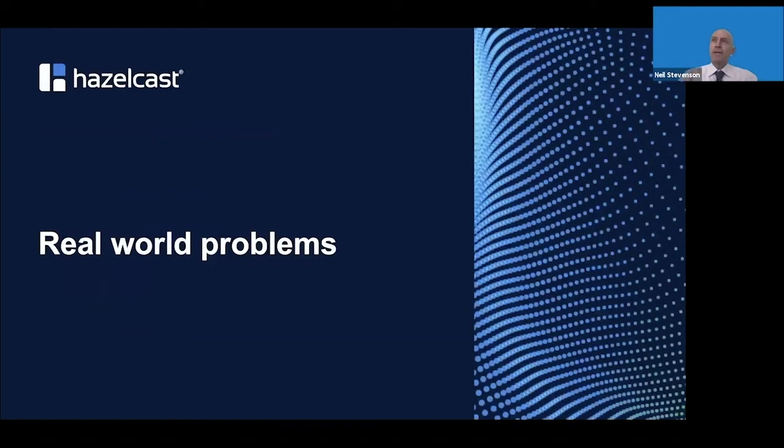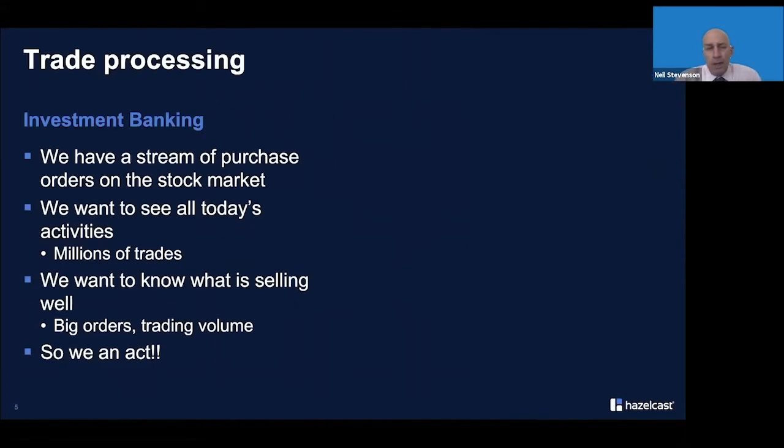But let's start with the problem. What are some real world problems that we're going to have to deal with, and obviously the solutions to the same. Because we're looking at finance, let's start with investment banking. So we're going to have an investment banking system. There's various things we might do, but today we're going to be looking at a stream of trades on the stock market.